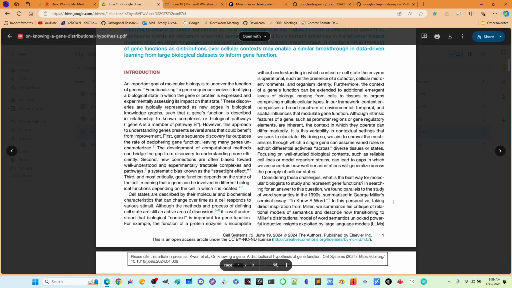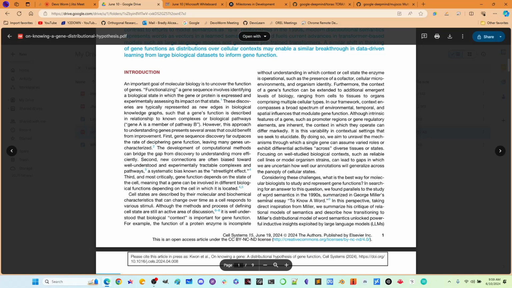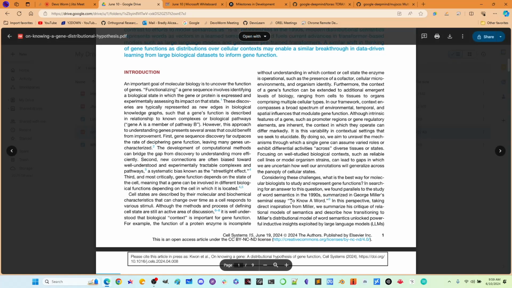This is where they get into this existential question for molecular biologists. Considering these challenges, what is the best way for molecular biologists to study and represent gene functions? This has been going on ever since we've been doing studies of gene function. In searching for an answer to this question, we found parallels to the study on word semantics in the 1990s, summarized in George Miller's seminal essay To Know a Word.